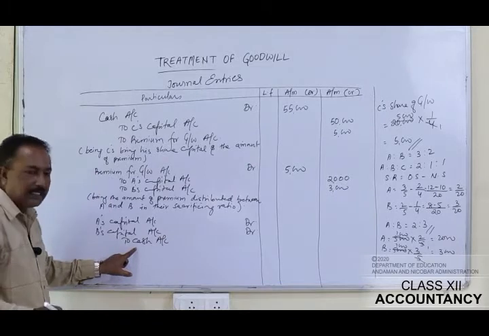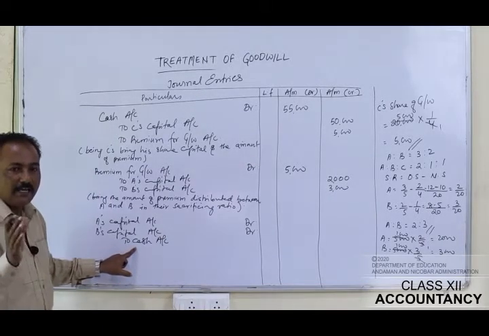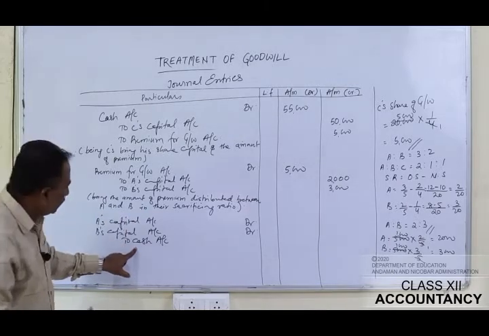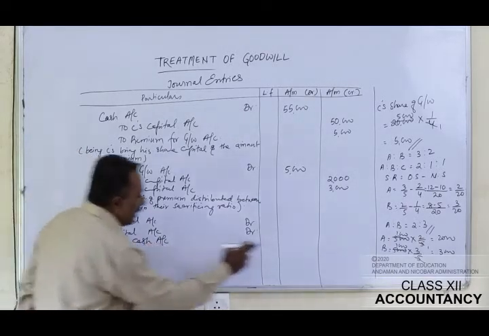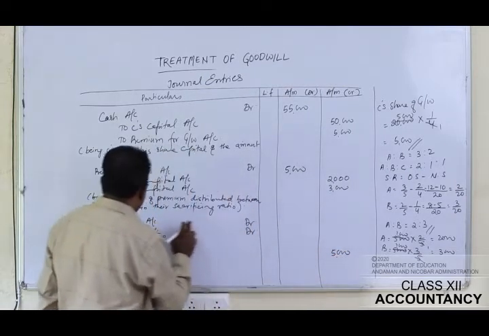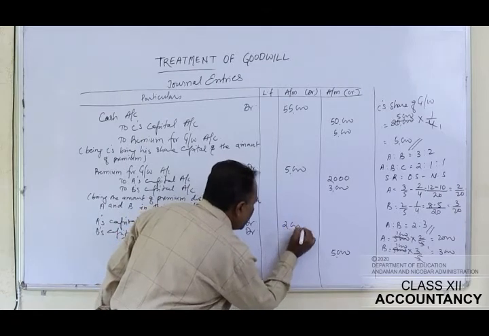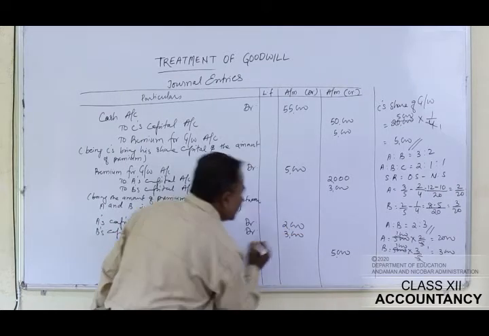Why is the cash account credited? It is just because cash is going out of the business, and you know very well that whenever cash goes out of the business, that has to be credited. Now what is the amount that is going out of the business? It is rupees 5,000. How much is A withdrawing? A is withdrawing rupees 2,000 and B is withdrawing rupees 3,000.